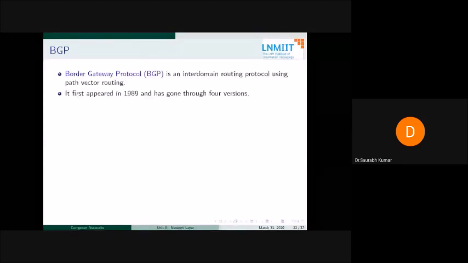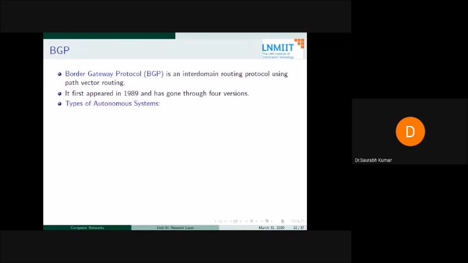So BGP is the protocol that is an implementation of this path vector routing, and it is used. It was first used in 1989, and there are 4 versions that have evolved. I think it is the 5th version that people are working on. BGP abbreviates to Border Gateway Protocol.